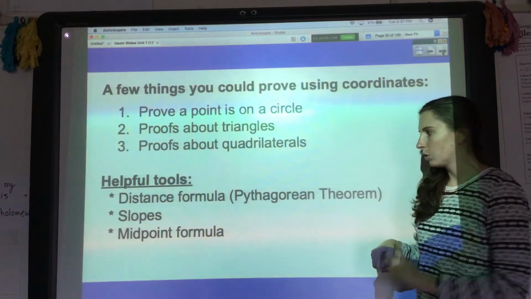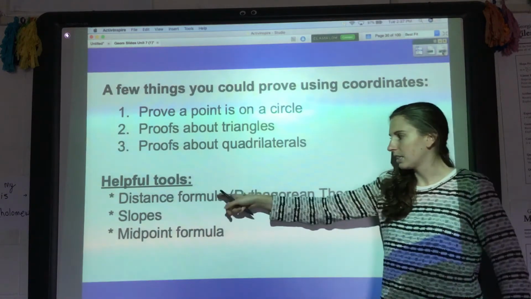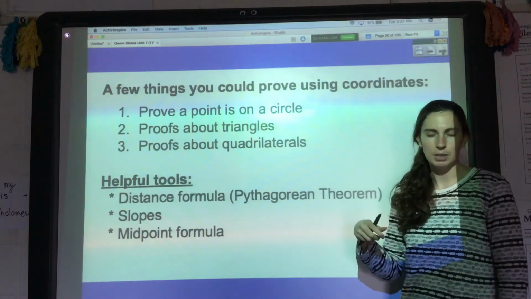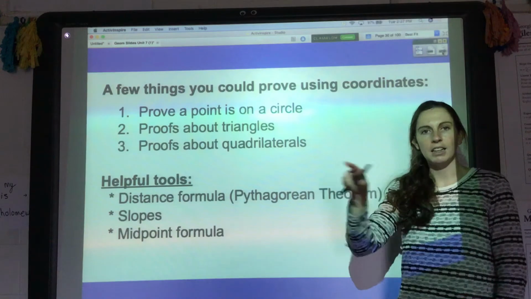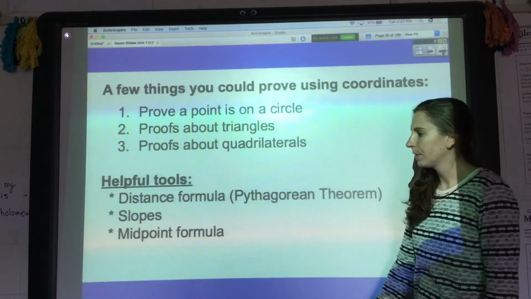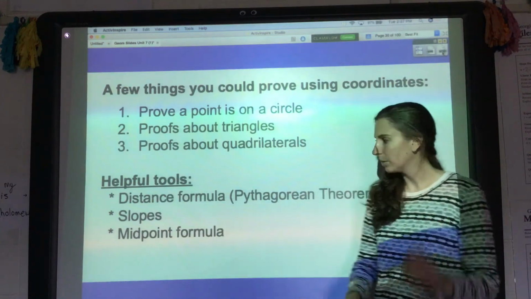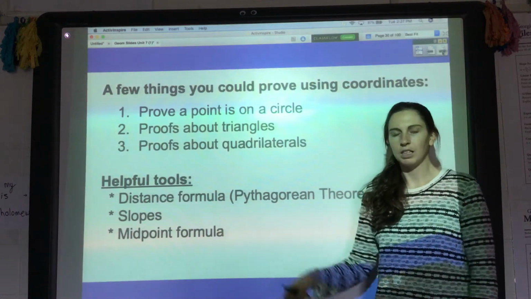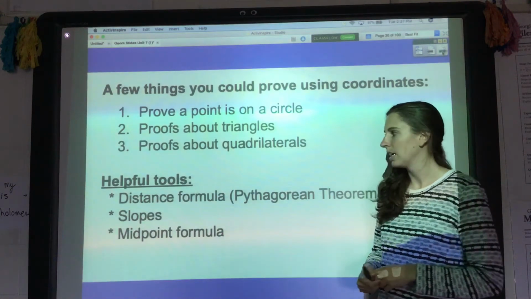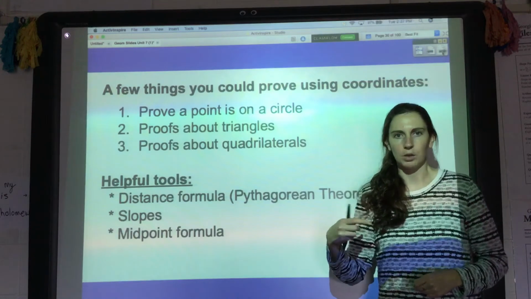Here are some helpful tools. The distance formula, or Pythagorean Theorem, they're basically the same thing, can find the lengths of a segment, the slopes, to find how sloped a segment is, and then the midpoint formula, to find the middle point of a segment. So these might help us as we're working on a coordinate grid.